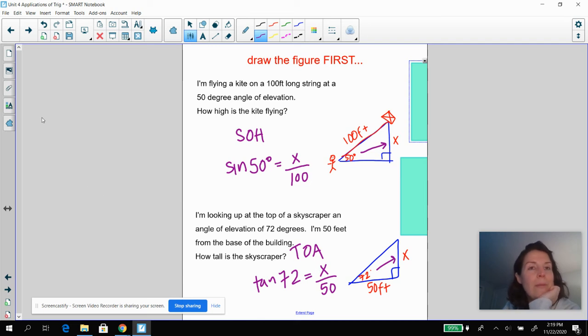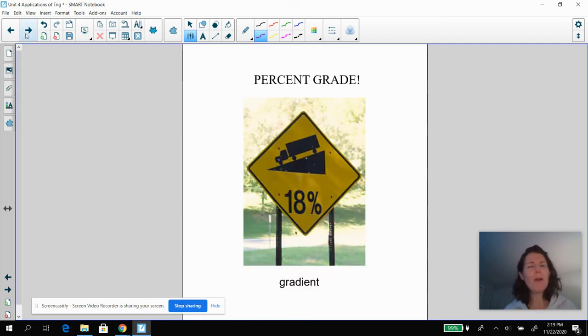Solve. All right. So now let's look at something you've probably seen before and haven't really noticed and really asked questions about. So there are these signs around, and they're even in Greenwich, where it's a warning to trucks that there is a really high gradient on a road or a percent grade. So these are actually really cool. And this is something that has to do with trigonometry, which is pretty incredible.